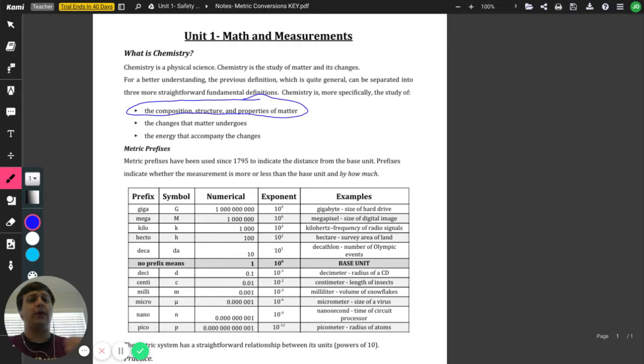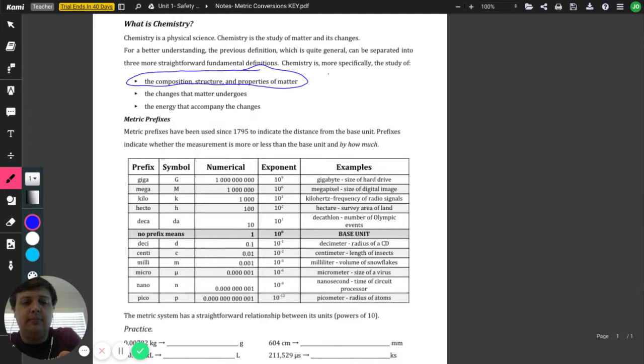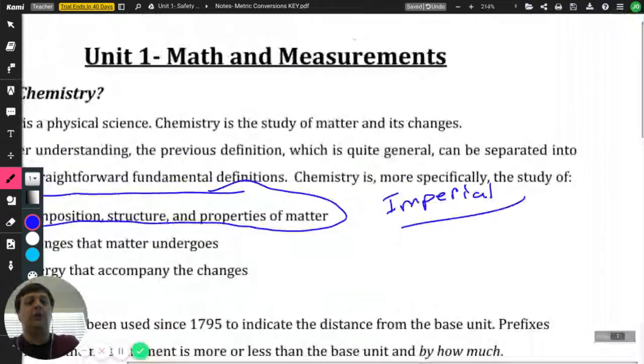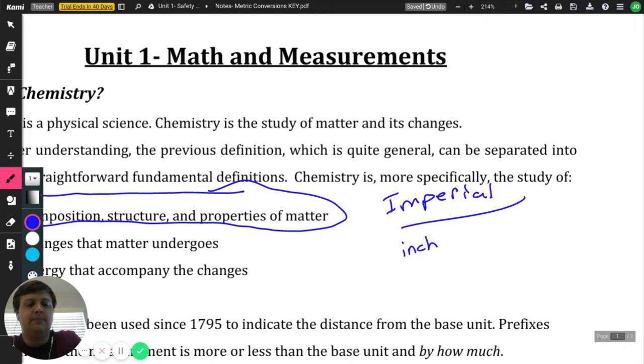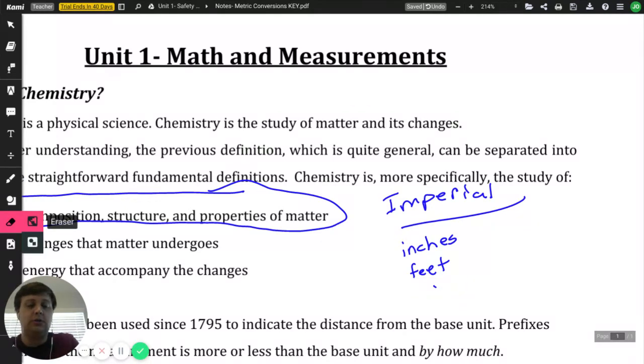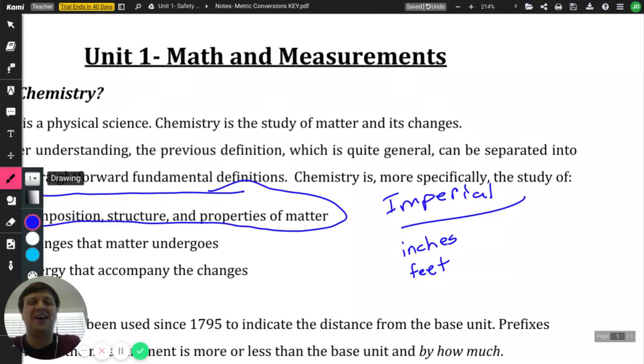The example I'll give, okay, if we're talking about length, in the imperial system, if we're talking about length, we're going to be talking about inches, and then feet, and then miles. And technically, I guess I skipped yards, and that's because I don't use the imperial system very often. So yards and then miles. Okay, so there are 4 units that we use.